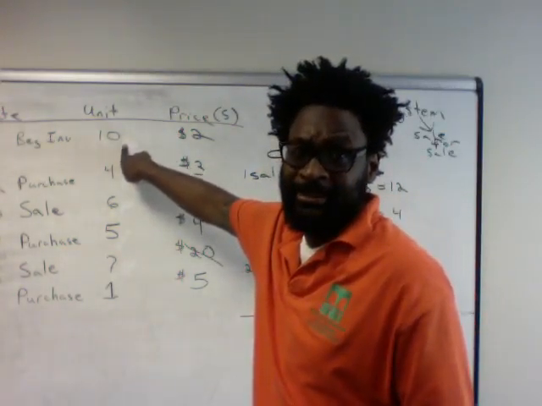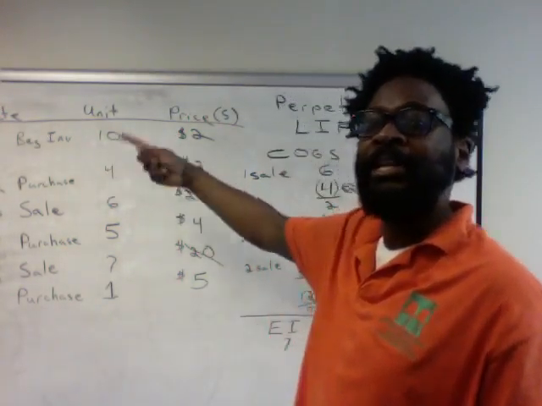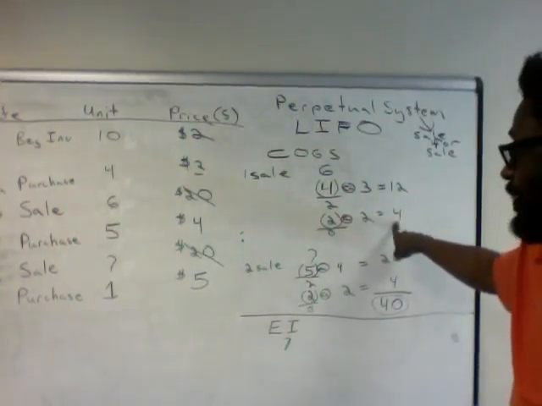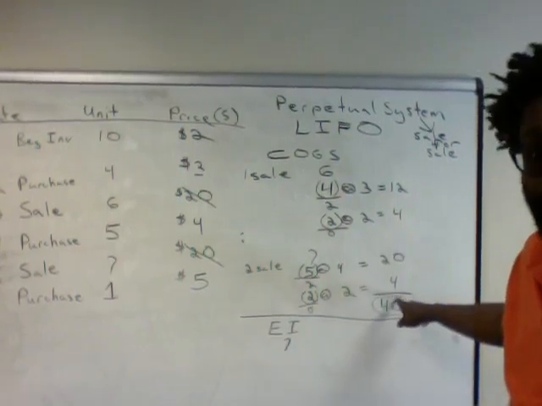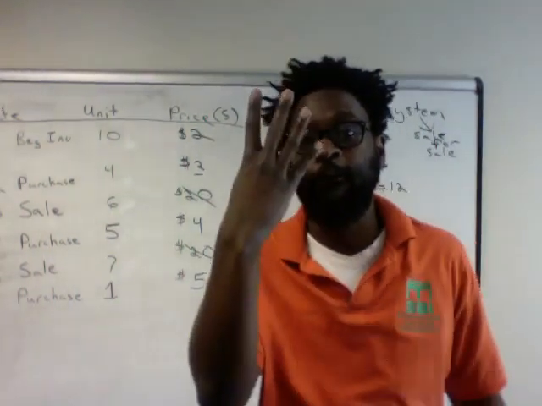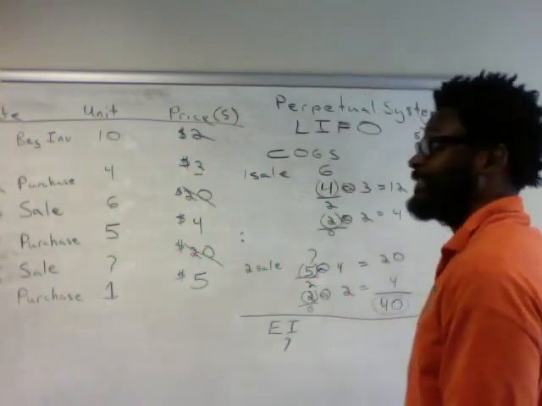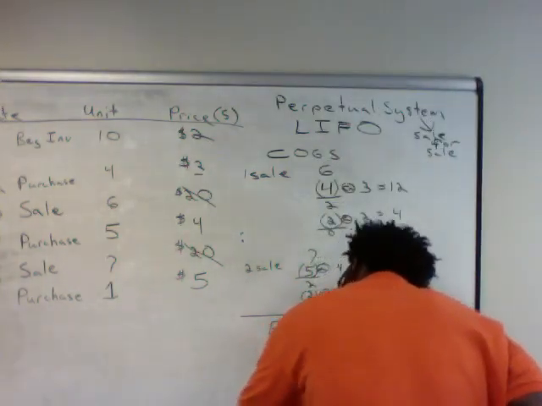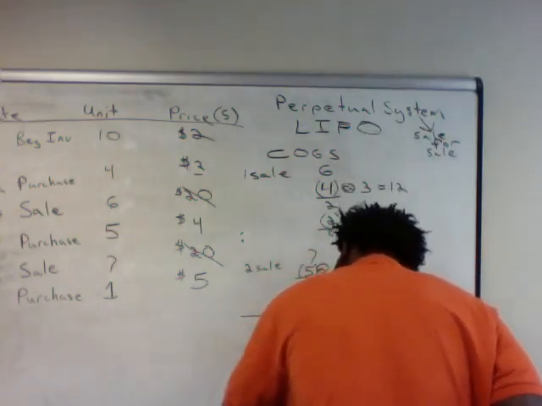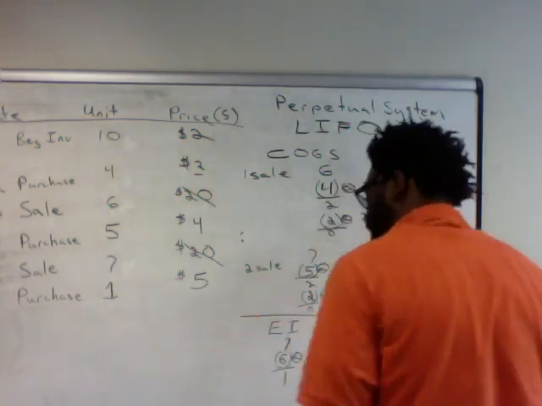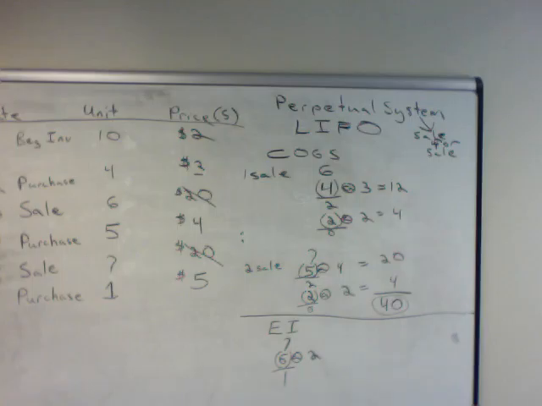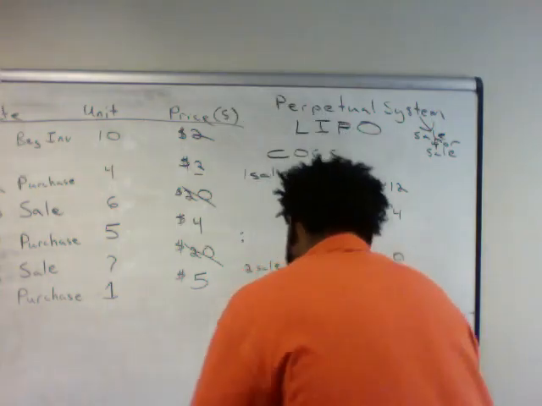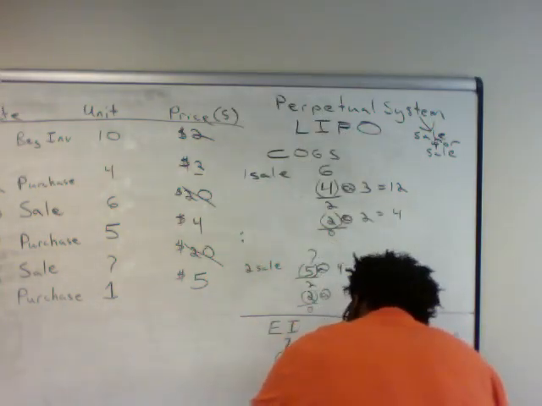Originally we had 10 at $2. But how many have we sold so far at $2? We sold 2 at $2 right here. Then we sold another 2 at $2 right here. So we technically sold what? 4. So how many do we have left? 6. So 6 units is left in ending inventory at $2. And we have 1 more unit left. And where's that 1 unit going to be, guys? Very last purchase. Very last purchase at $5.